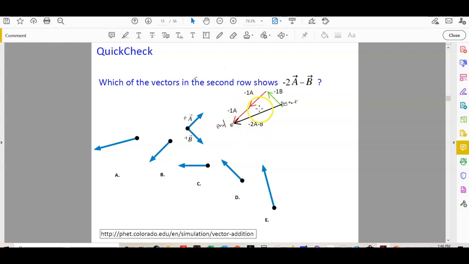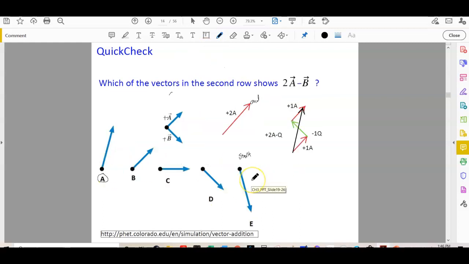Okay? So that looks like it's pointing down and to the right, and so this looks really close to A. So our answer to here is A. So that's pretty cool. All right.